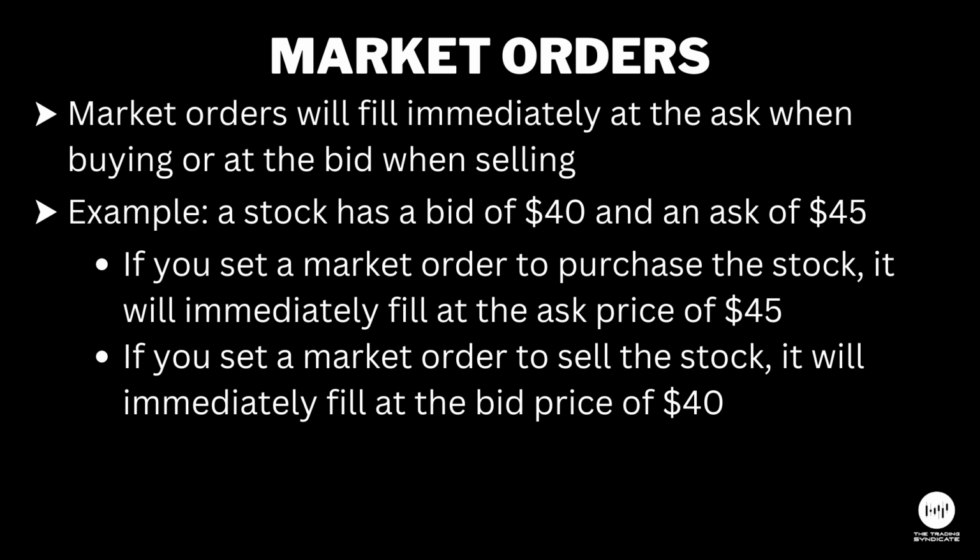For example, if a stock has a bid of $40 and an ask of $45, well, the mid price would be about $42.5, and if someone set a market order to purchase that stock, it would fill at about $45. Likewise, if someone set a market order to sell that same stock that had a bid of $40 and an ask of $45, it would fill at about $40. The reason for a market order is so that the order fills immediately, while in a limit order, it will not fill unless a certain price is reached.